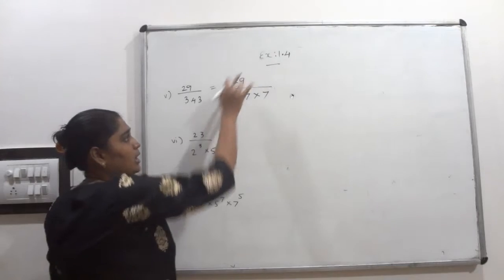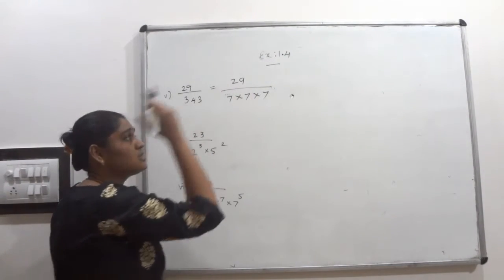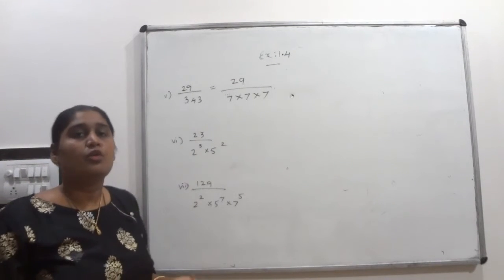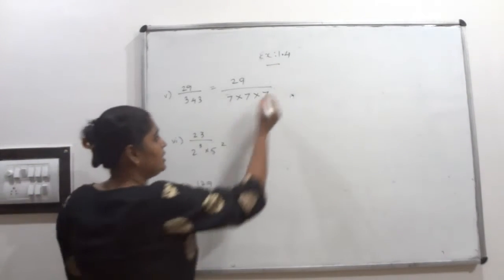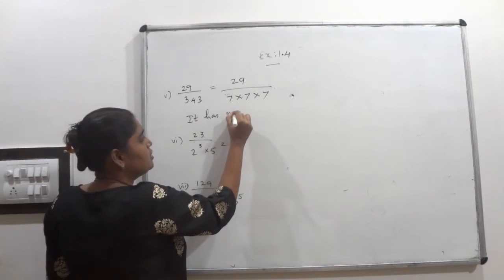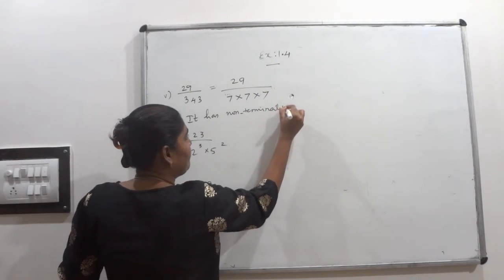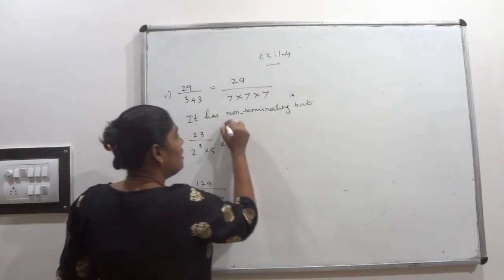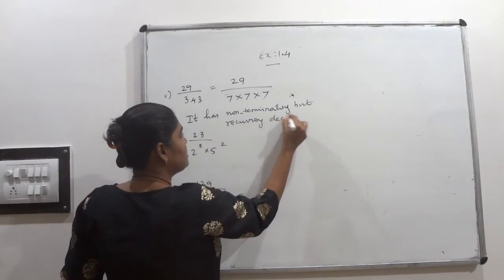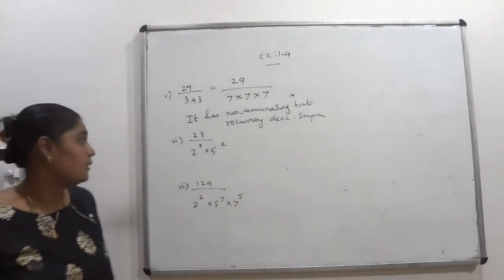So can we cut 29 upon 7? No. That's why check the denominator. It is not in the form of 2 power m or 5 power n or 2 power m into 5 power n. That's why it is non-terminating but recurring decimal expansion. Okay. Next, go for this one.